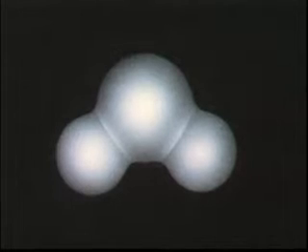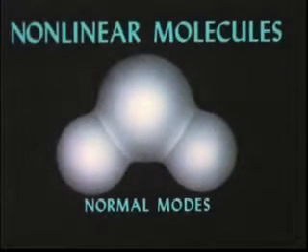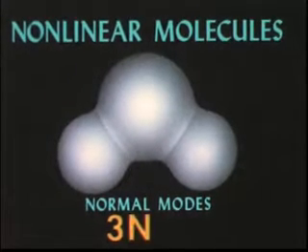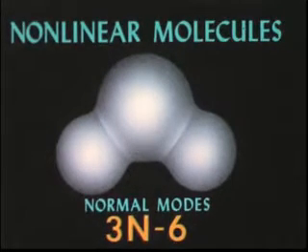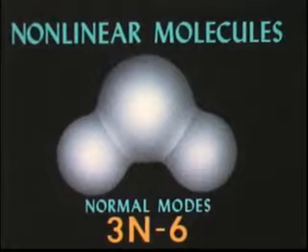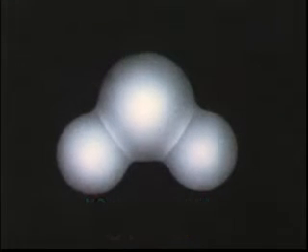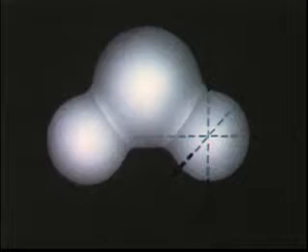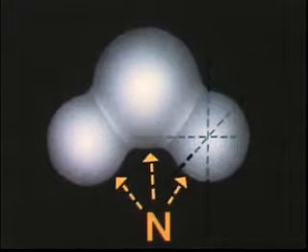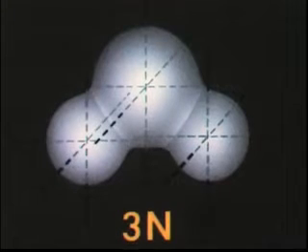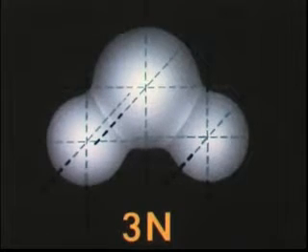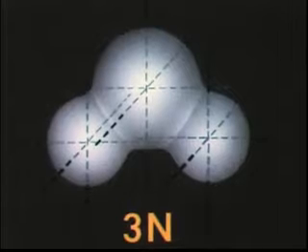The number of possible modes of vibration a molecule may have is determined by the number of atoms it has. And for nonlinear molecules, it is 3 times the number of atoms less 6. Let's see how this result is derived. First, in order to get the location of an atom in space, it is necessary to specify its 3 coordinates. If n represents the number of atoms in a molecule, it follows that a total of 3n coordinates are required to specify the positions of all the atoms.